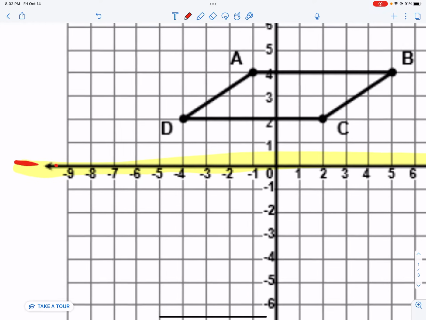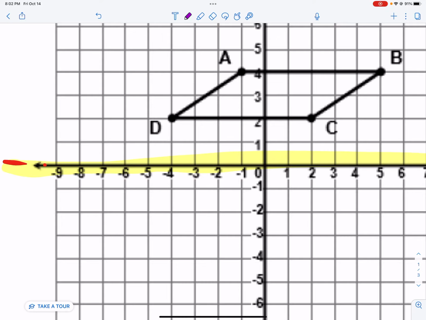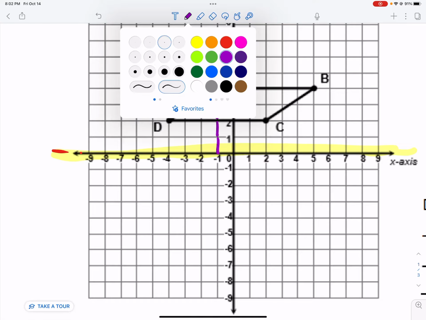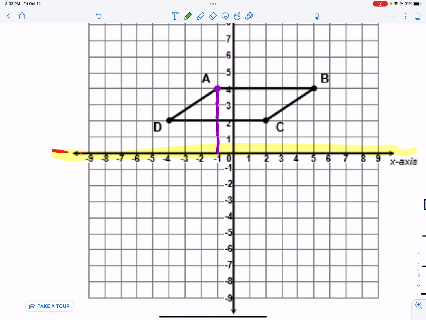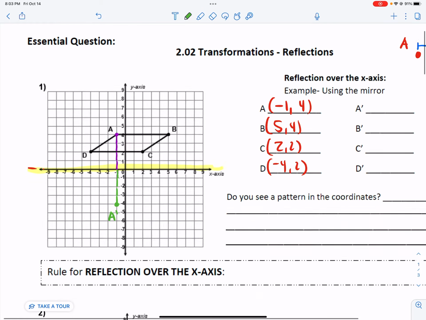So let's go a little bit closer. Let's start off with A. I'm going to count from A to our line of reflection: 1, 2, 3, 4. That means A prime will also be 4 distance away. So 1, 2, 3, 4. And here's going to be A prime, at -1, -4.